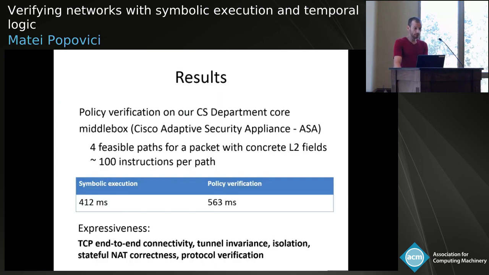So we have a few preliminary results regarding NetCheck. We've run it on our CS department core middle box, which is an adaptive security appliance, and we've used several formulae. The ones which explore all feasible execution paths will find 4 such paths, and each path will contain approximately 100 instructions. We see that NetCheck verification scales as well as SIMNet, so we're not paying as much. In many cases, we can actually pay less for NetCheck verification because we will not explore all paths.